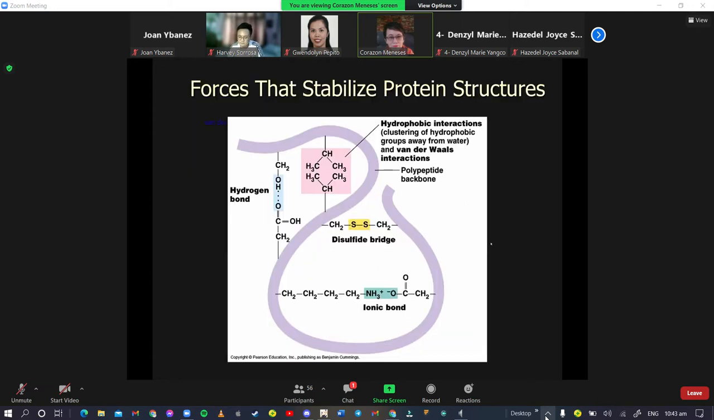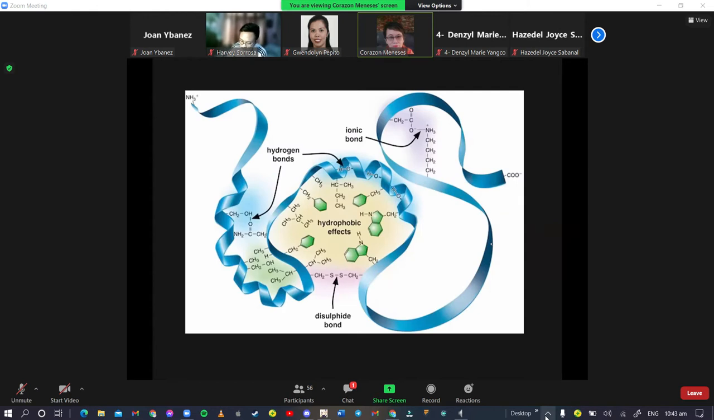Okay, so this is just to show you the hydrophobic interaction, the hydrogen bonding, the ionic bond, and then the disulfide bond. Another, okay, very beautiful images. Ionic bond, hydrogen bonding, hydrophobic effect, and then the disulfide.